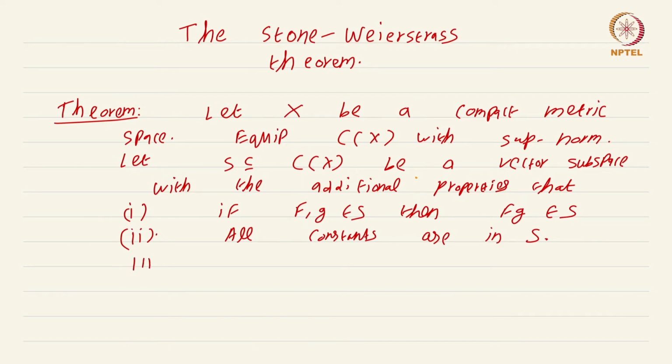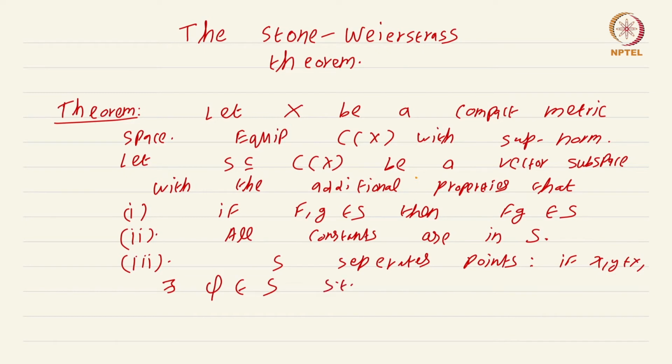And number three, this is a crucial property. S separates points. What do I mean by this? If x, y are in X, there exists a function phi in S such that phi(x) is not equal to phi(y). No matter what pair of points x, y you choose in X, you can always find a continuous function phi in S such that phi(x) is not equal to phi(y).